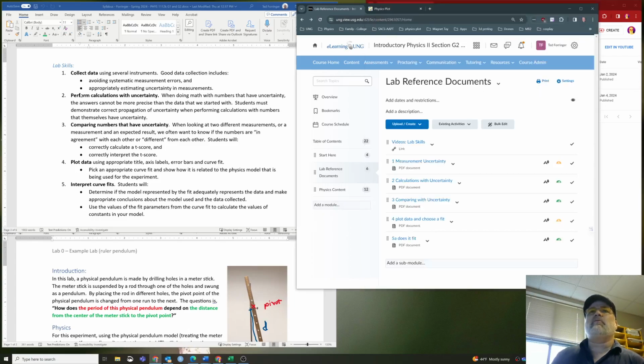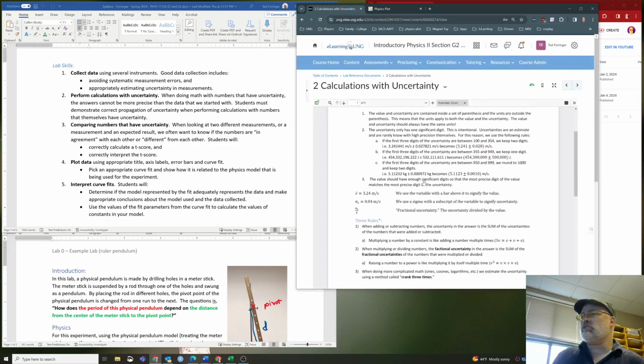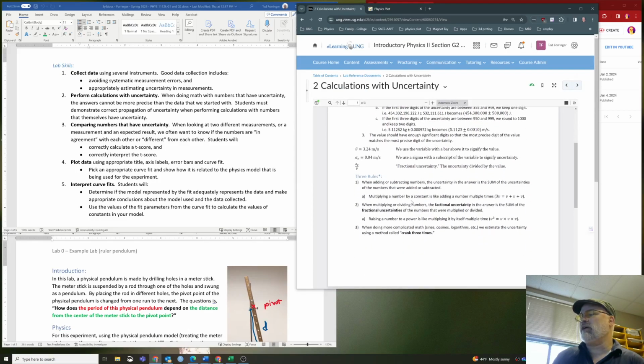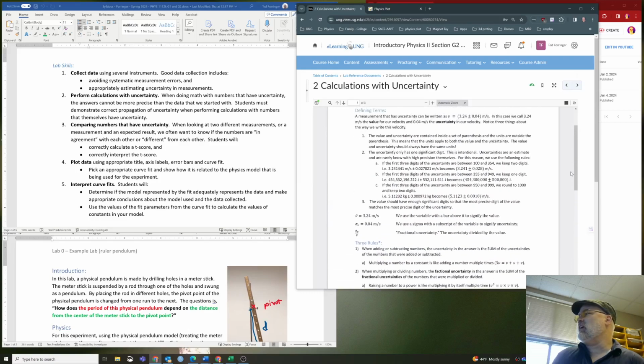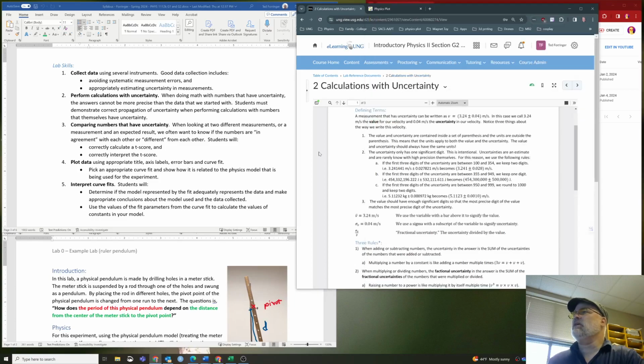Okay, perform calculations with uncertainty. Again, there's a lot going on there. This is challenging. And again, there is a document here that has the rules that we use for doing calculations with uncertainty. And there is also a video, doing math with uncertainty, that gives some examples and will show you how to do that. Okay.